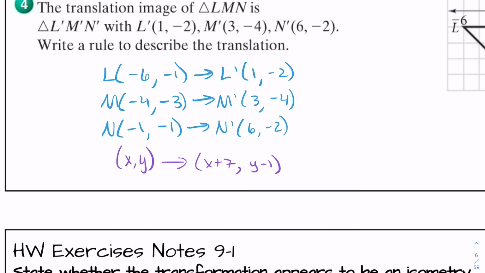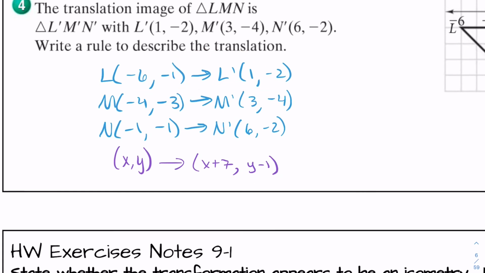And then I said, okay, well, how do we get from -1 to -2? I take 1 away. How do I get from -3 to -4? Take 1 away. And how do I get from -1 to -2? Take 1 away. So the end result here is x comma y maps onto x plus 7, y minus 1. And that's the rule for that.